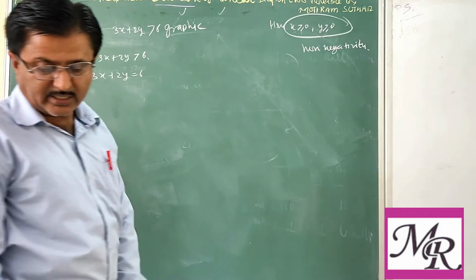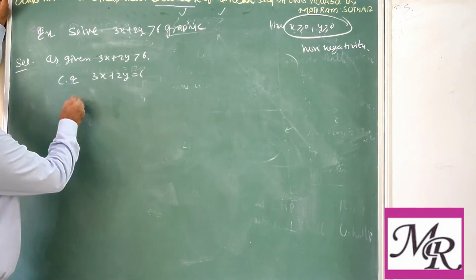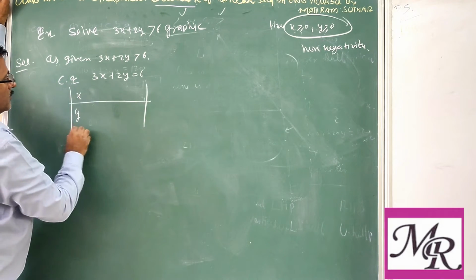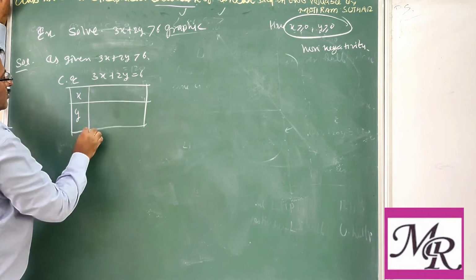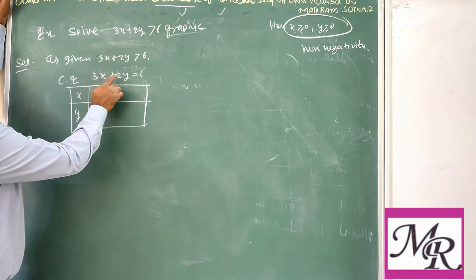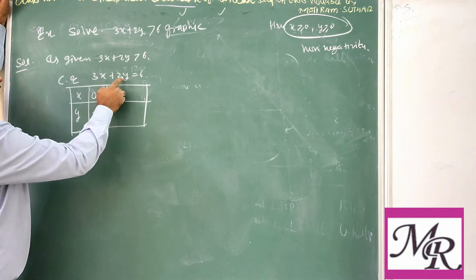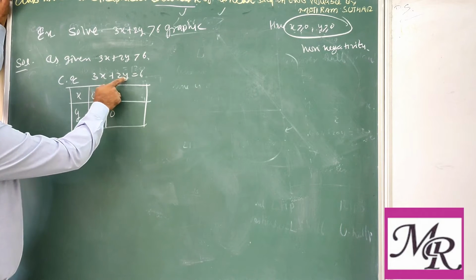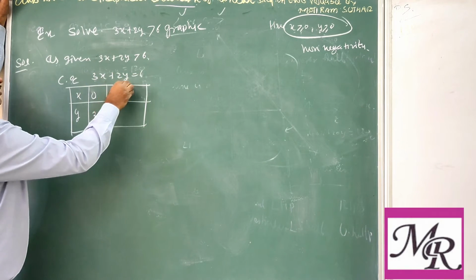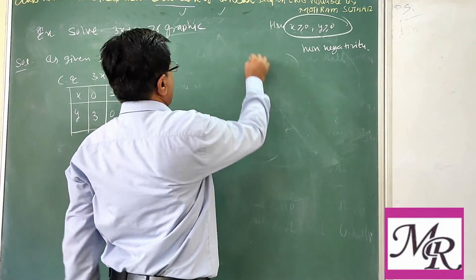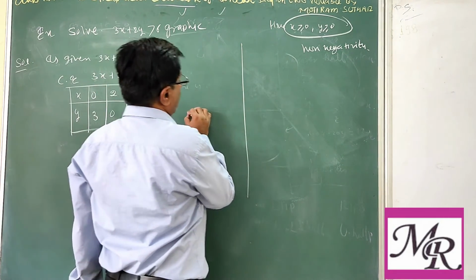So you take x equal to some value, then find the corresponding y. For drawing the graph, suppose x is 0. 3 into 0, 2y equal to 6. So y equal to 3. Then y equal to 0, then 3x is 6, so x is 2. So you may take 2 or 3 points. You can easily draw the graph with the help of 2 points.